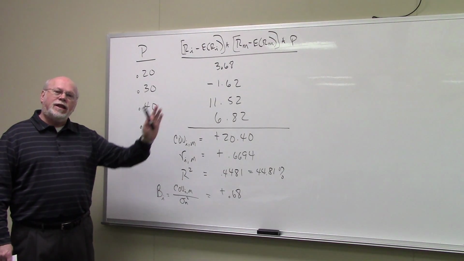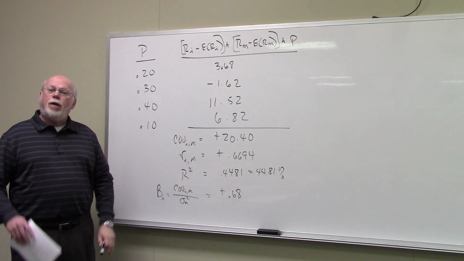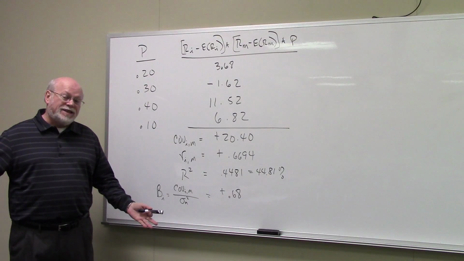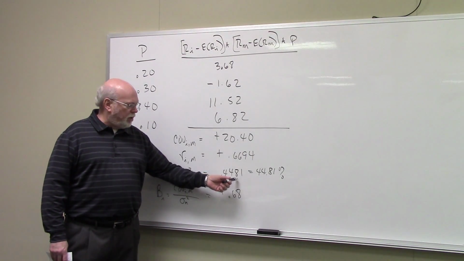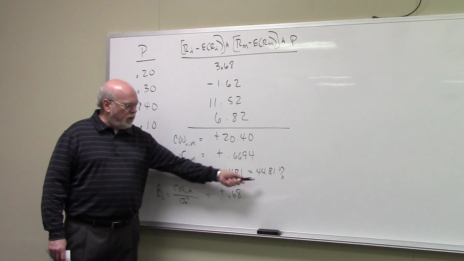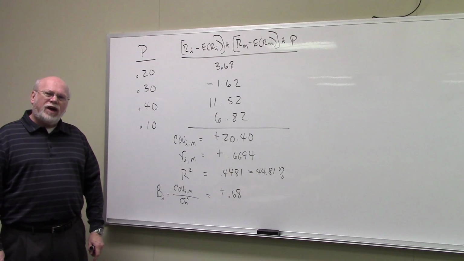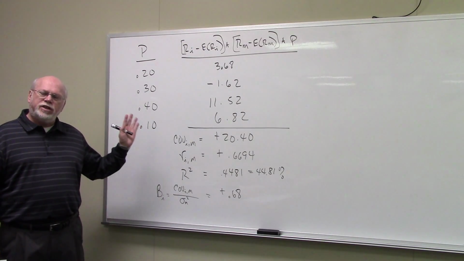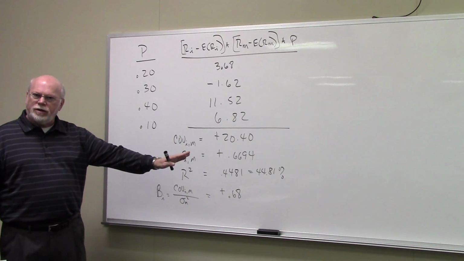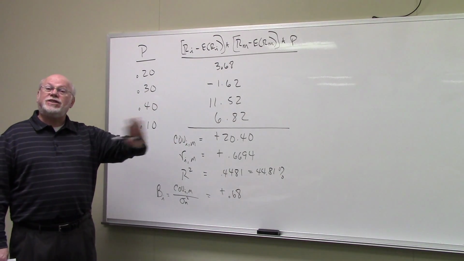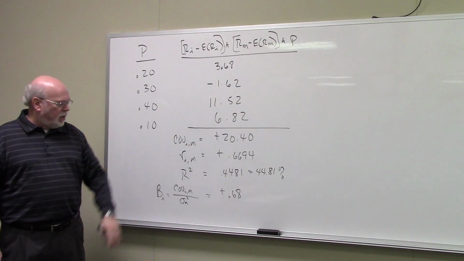0 would mean that the model we've come up with explains nothing. +1 would mean that it explains everything. Ours is somewhere in between, 0.4481 or 44.81%. Roughly 45% of the variation in the security return is explained by the variation of the market. Something explains the other 55%, but we don't know what that is.